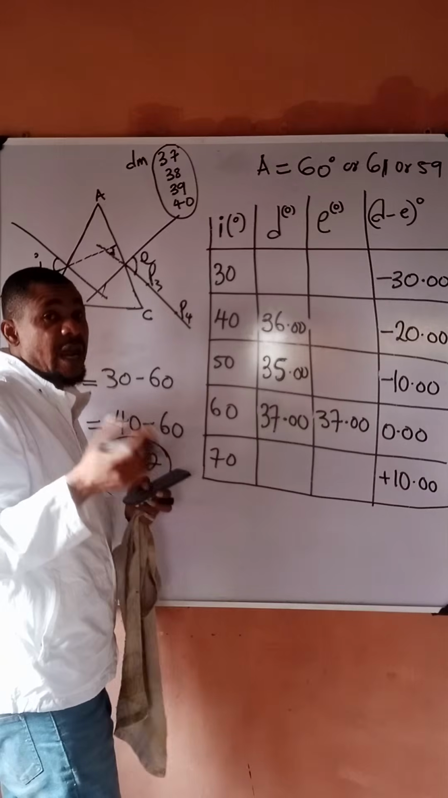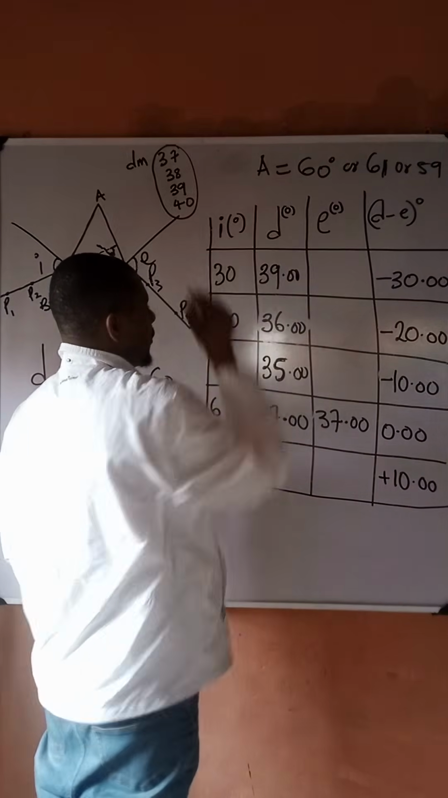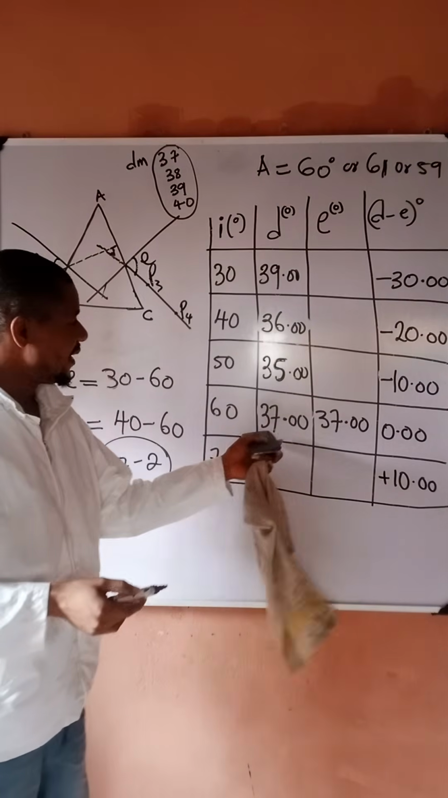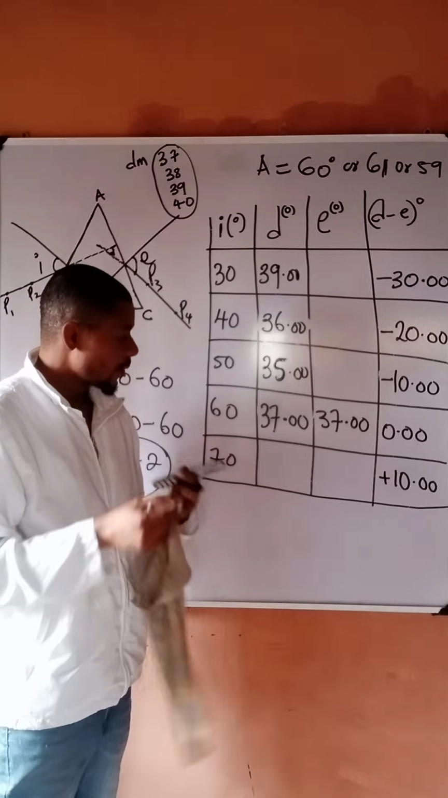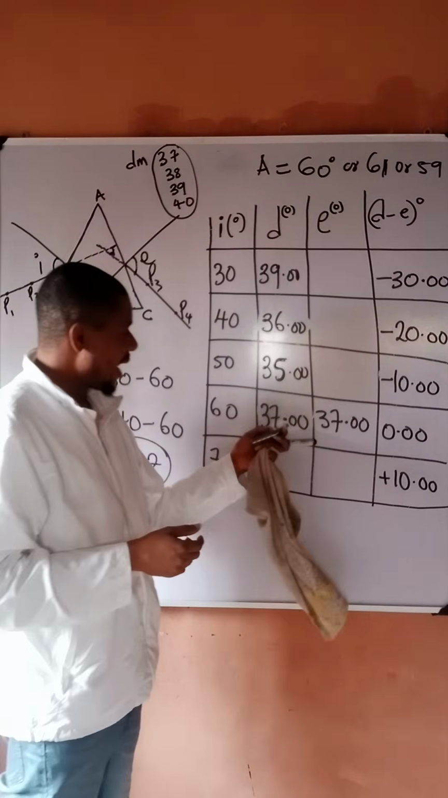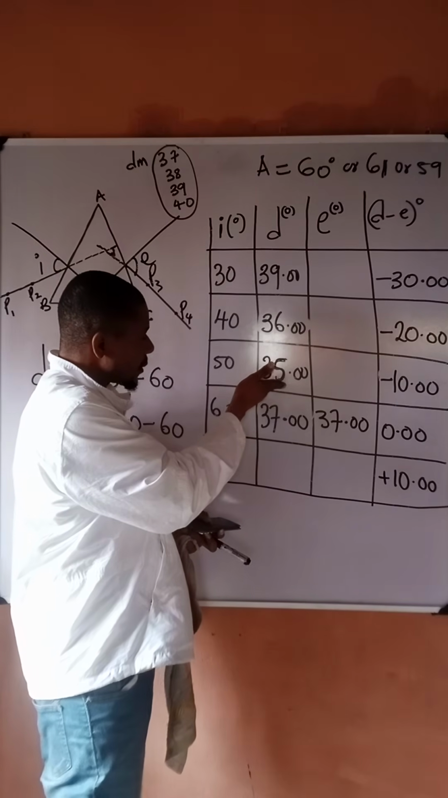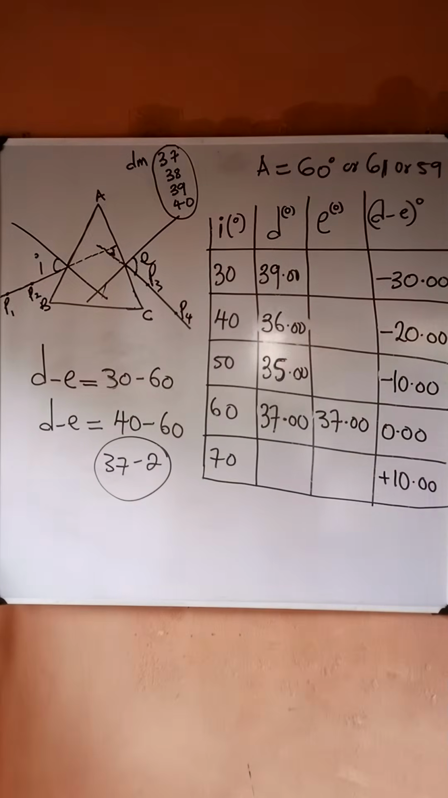I can put 38 or 39, I can put 39.00. Then this one will do what? This one will decrease. Why? What I have here is 37, and I have this particular one to be what? 35. You can see how I did everything there. Okay?